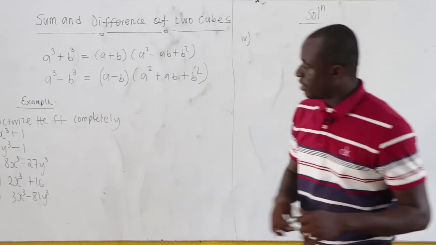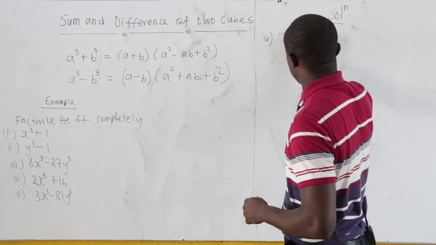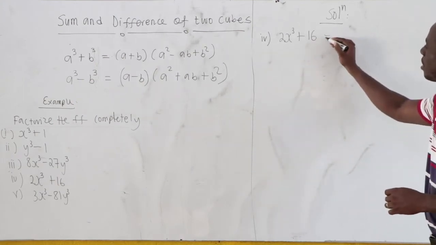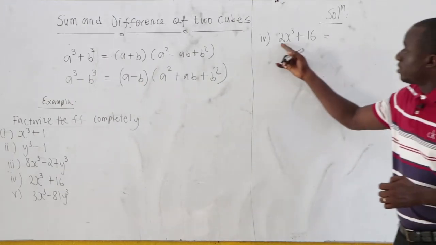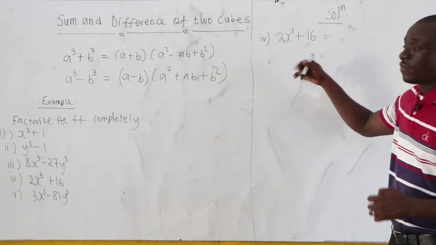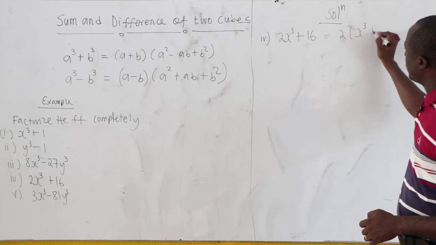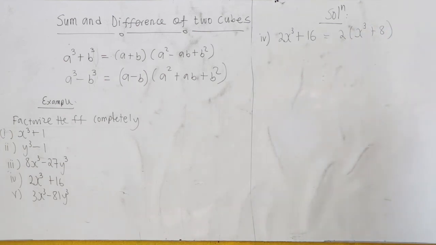Now let's consider the fourth one. So that is 2x cubed plus 16. Now how can you do this? There's no way you can change 2 for it to be a power of 3. But we can twist a factor here. We can factorize the 2 out. So 2, we are going to get x to the power 3 plus 8. 2 times 8 is giving us the 16.